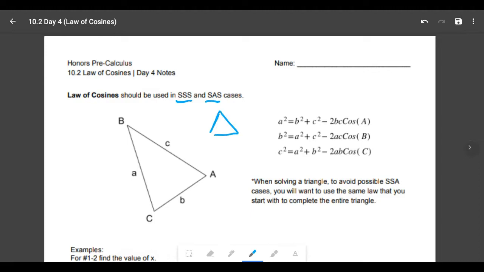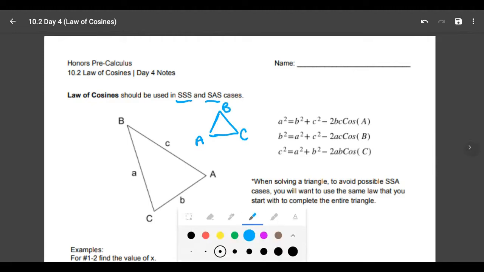Now, remember that side, angle, side. If I have a triangle, I must have an angle in between two sides. If that angle is not in between those two sides, that is not a side, angle, side, and you would be using law of sines instead. So please just make sure you have side, angle, side, and no other combination.